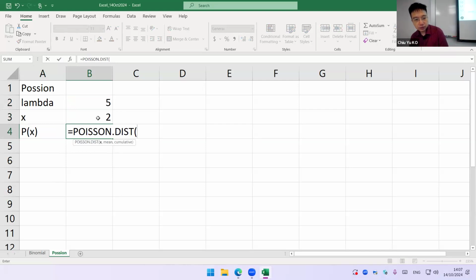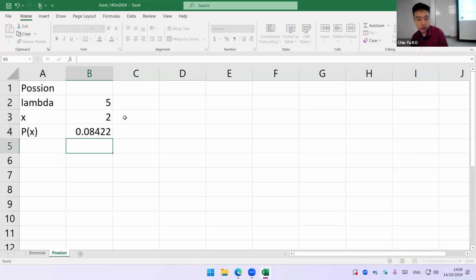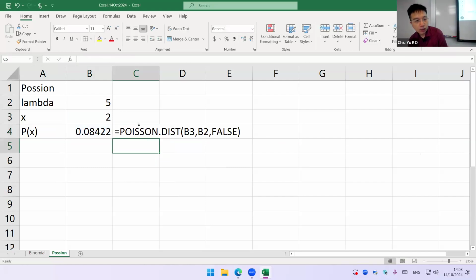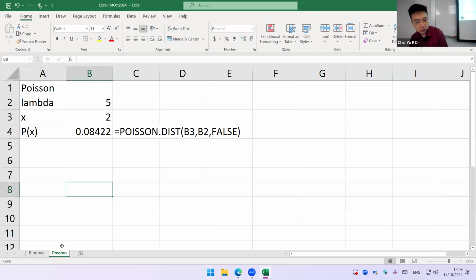P of X will be simply Poisson pdf, X, mu, and false. Maybe I always spell it wrong. It's P-O-I-S-S-O-N, Poisson. Sorry for the typo. Okay. This is the probability that exactly 2 people come in, right?